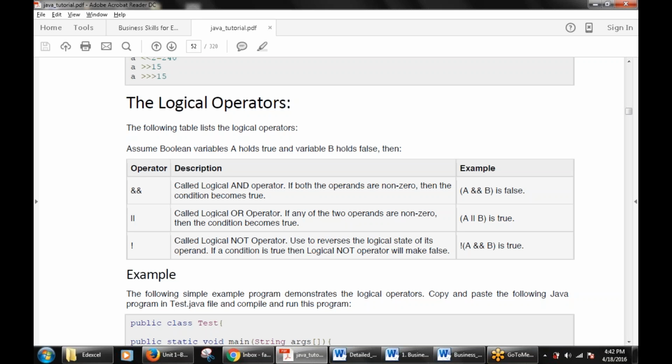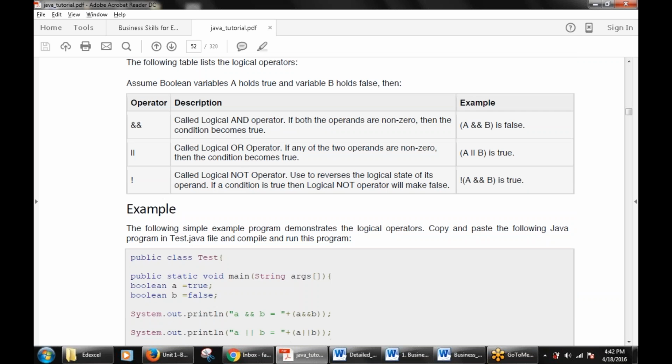The next one is the logical OR operator. So if any of the operands are non-zero, then the condition becomes true. Then logical NOT operator, that is used to reverse the logical state of the operation. That means 1 becomes 0 and the 0 becomes 1.